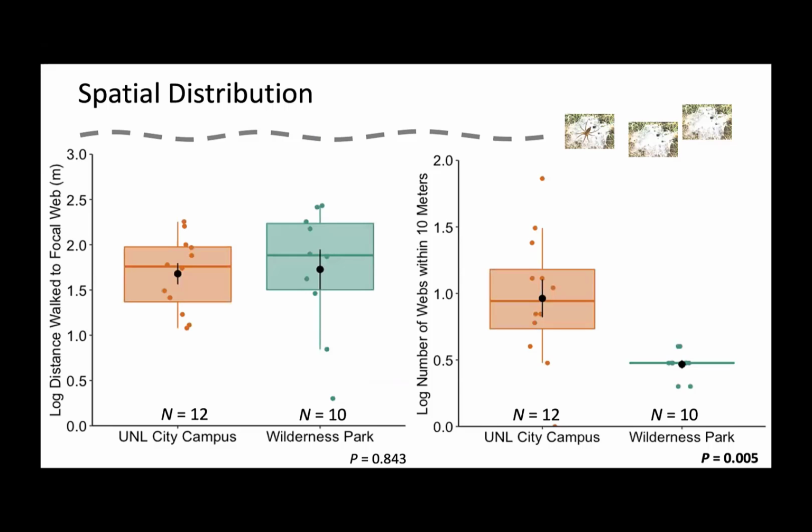And just another point I want to make is that these are box plots, but I've also graphed the mean and standard error with the black dot and error bars. And so there was no difference in the distance that we walked from the path intersection to the focal web. However, once we reached the focal web, there were significantly more webs within a 10-meter radius on city campus than in Wilderness Park. So this was our first hint that spiders might be aggregating more on campus, since we didn't walk any different distance, but found a lot more webs on city campus.